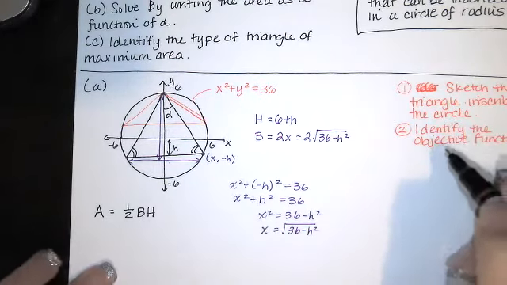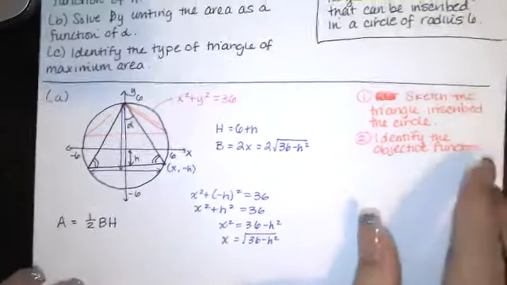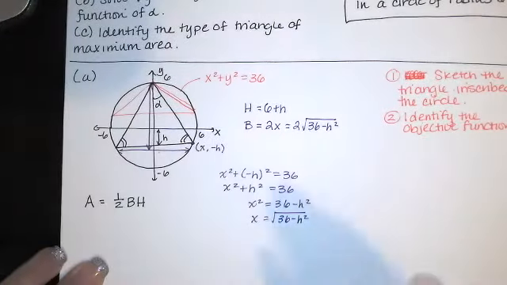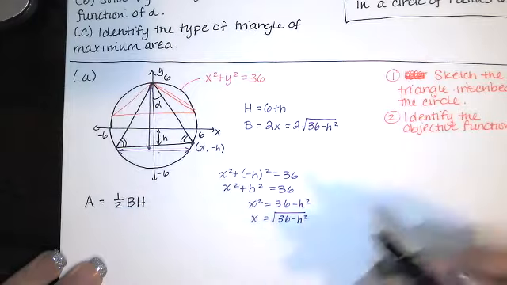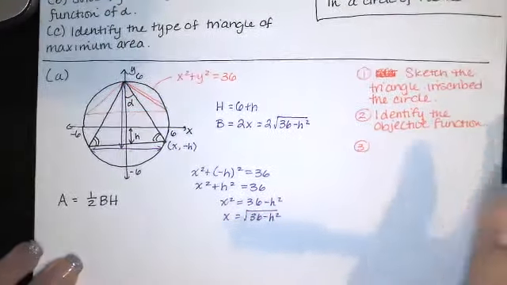And that's always what we do. We identify the objective function, which happened to be area, and we identified that using the problem statement. We wanted the area of the largest isosceles triangle, so we wanted maximum area. But then we need to write it in terms of a single variable because we're in calculus 1, and we can only optimize functions of a single variable at this point.